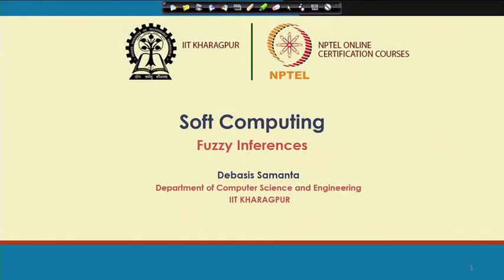Fine. So, we have learned about fuzzy implication. Fuzzy implication basically calculates a fuzzy rule, and now we will discuss how, given a set of fuzzy rules, we can infer some other fuzzy rules. This topic is called fuzzy inference.